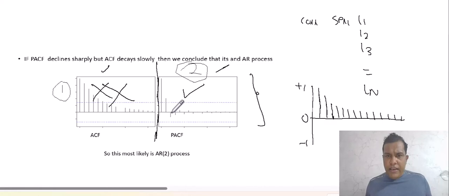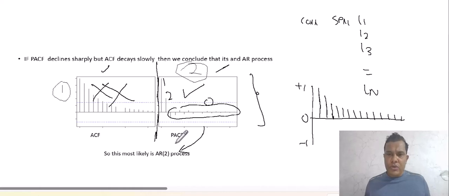In the PACF graph, if you notice, after lag 1 and lag 2, the values have almost gone down to 0. So it means I can get the value of P from PACF. After my second lag, it has gone down to 0, so it means it is an AR2 process.